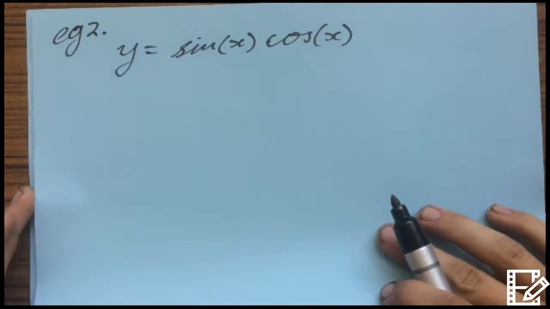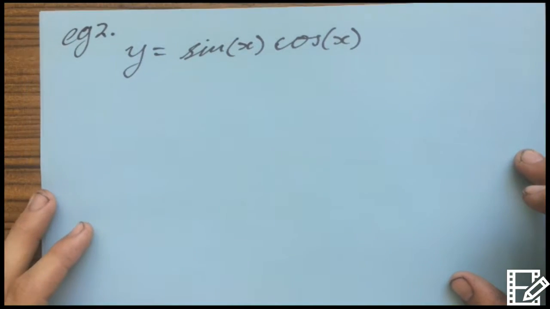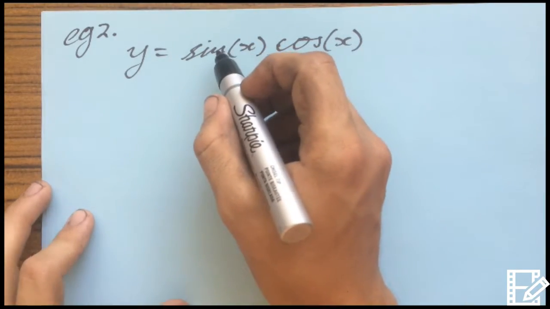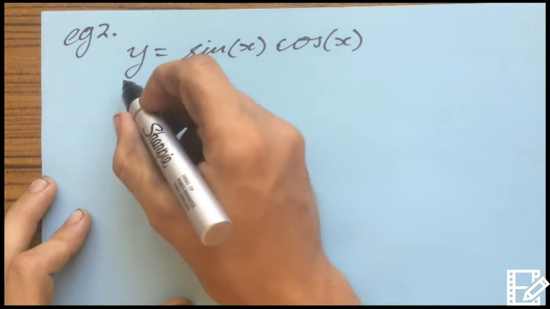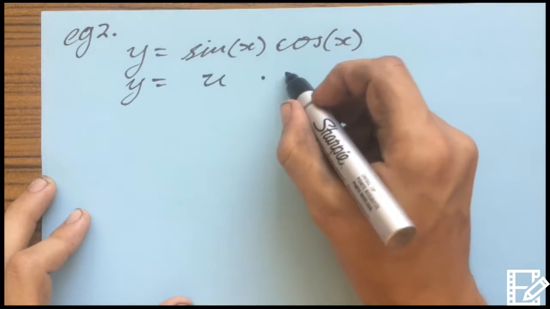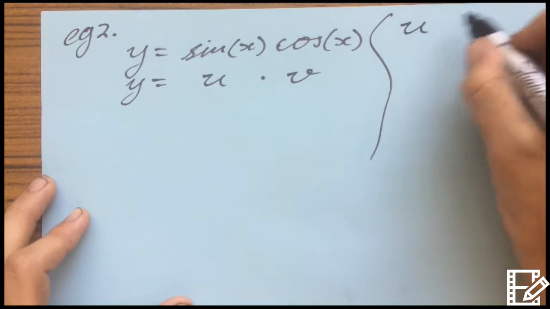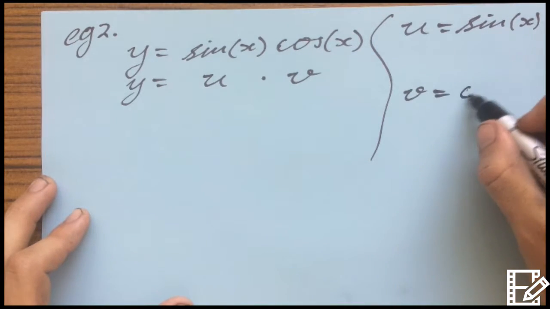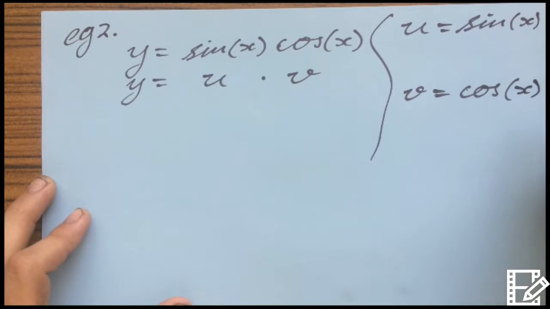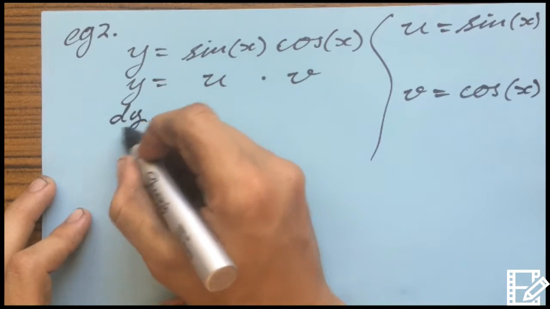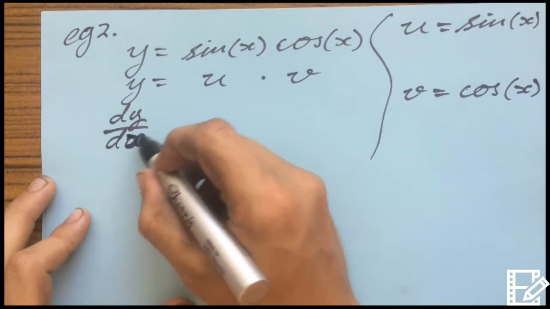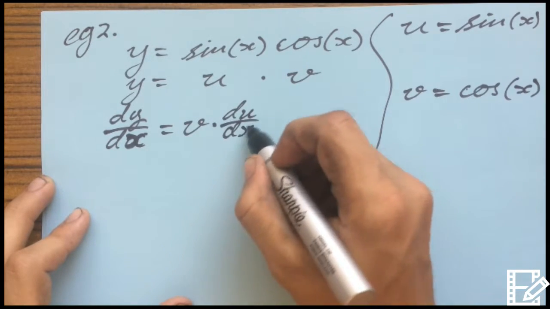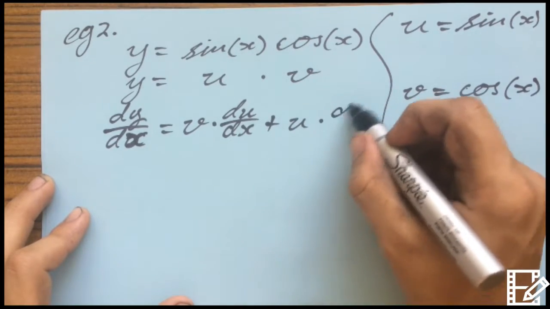Another example. y equals sine x multiplied by cos x. So, again, sine x, one function, multiplied by cos x, another function, product rule. So, u equals sine x, and v equals cosine x, or cos x. Derivative, with respect to x, equals v multiplied by derivative of u plus u multiplied by the derivative of v.